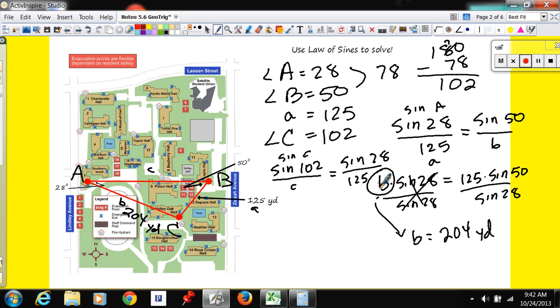Would it have been wrong if I would have done sine of 50 over little b, which we just found to be 204? No, we could have used that too. But since they gave me A's, I'm going to use A. This would be the sine of A over the little a.